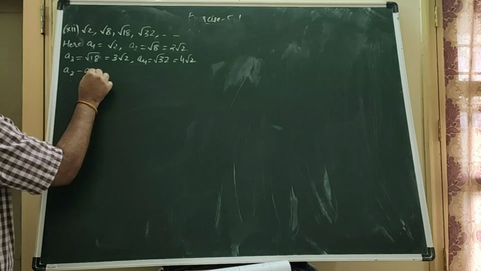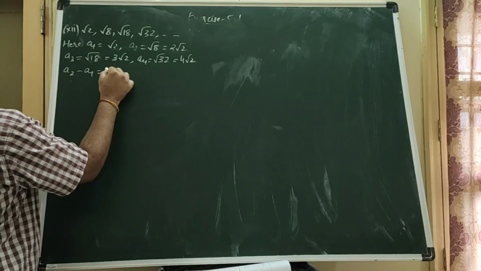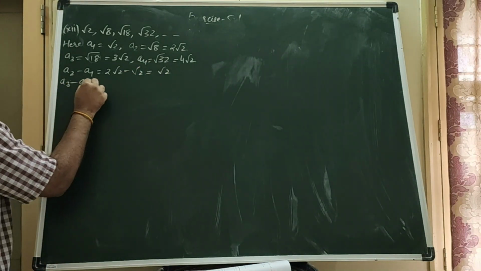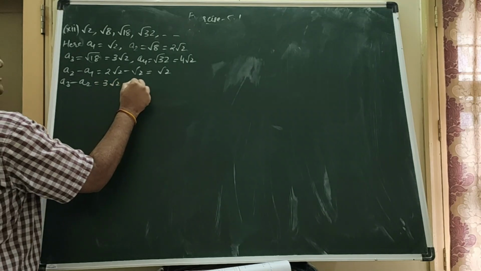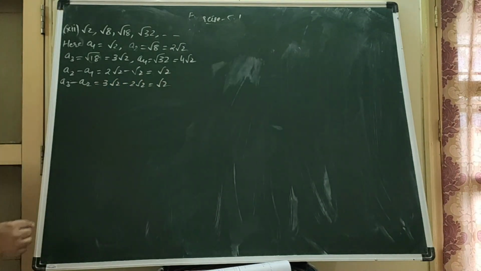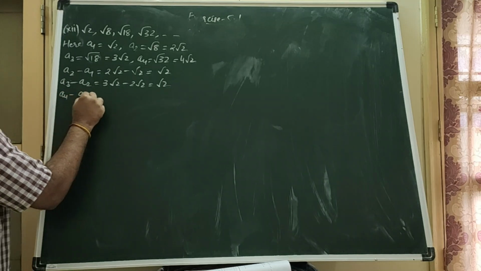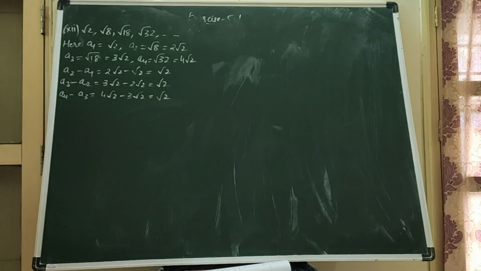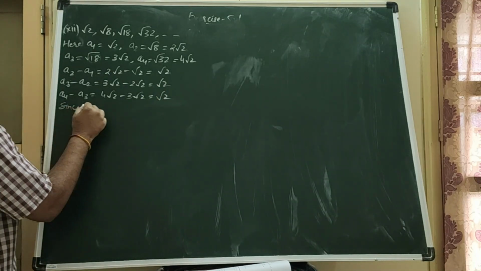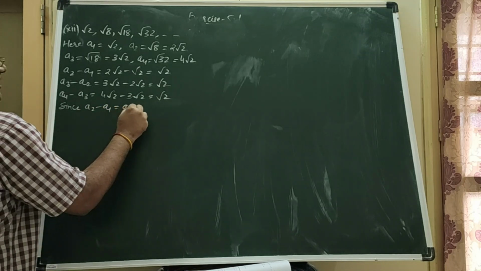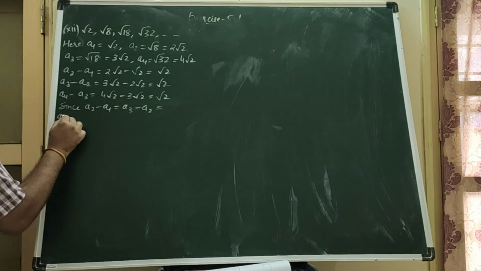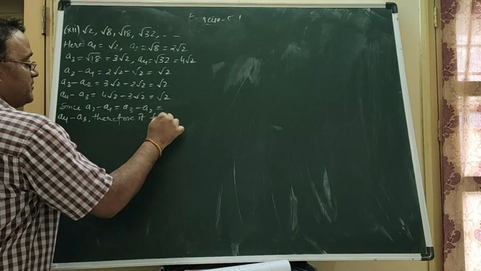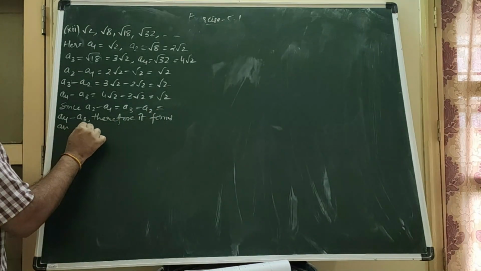So now A2 minus A1, first difference, 2 root 2 minus root 2, this is equal to root 2. Now A3 minus A2, 3 root 2 minus 2 root 2, so this is also equal to root 2. A4 minus A3, 4 root 2 minus 3 root 2, so this is also equal to root 2. So since A2 minus A1 is equal to A3 minus A2 is equal to A4 minus A3, therefore it forms an AP. Okay.